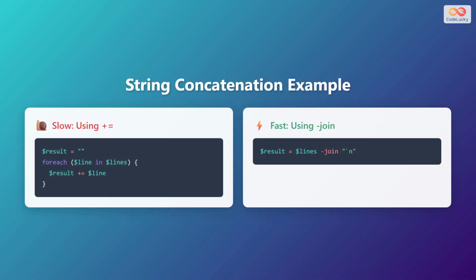This example shows the performance difference clearly. The slow approach uses plus equals in a foreach loop to build a string. Each iteration creates a new string object, making this extremely inefficient. The fast approach uses the join operator to combine all lines in a single operation. Join is specifically designed for this purpose and handles it much more efficiently. This one-liner replaces an entire loop and runs dramatically faster.